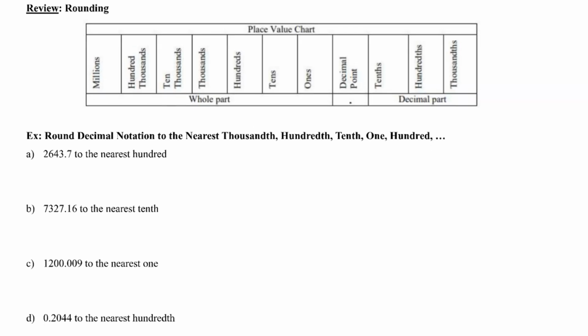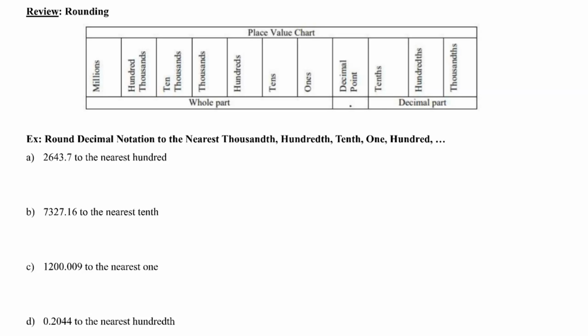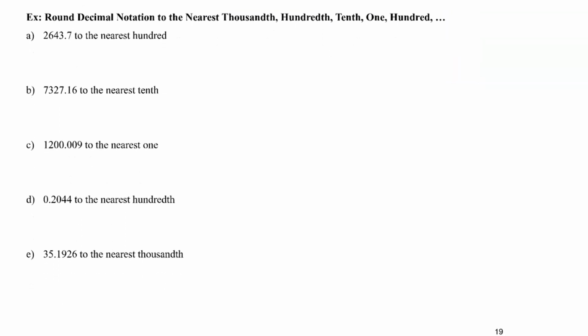We're going to round using decimal notation to the nearest place value that's indicated. With part A, we are rounding 2,643.7 to the nearest 100. When we look at the hundreds place, there is that 6 sitting there. We look at the digit right next to it, which is the 4. Since 4 is less than 5, we are going to round down to a value of 2,600.